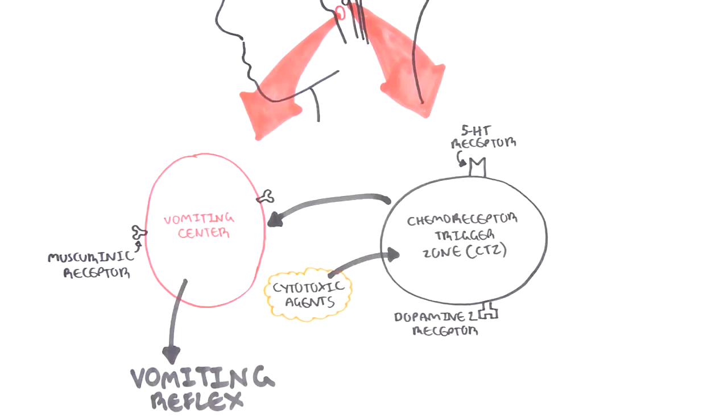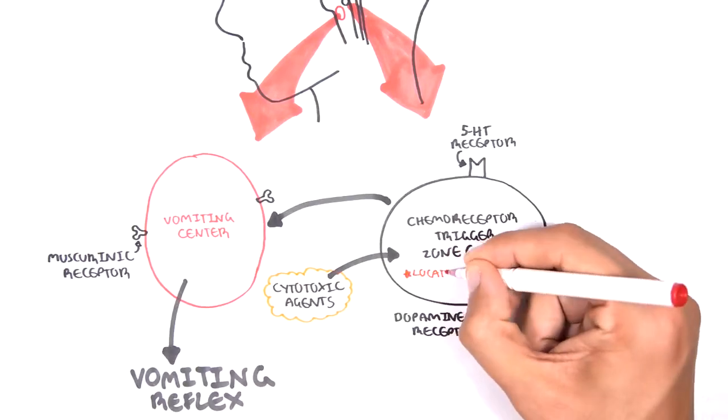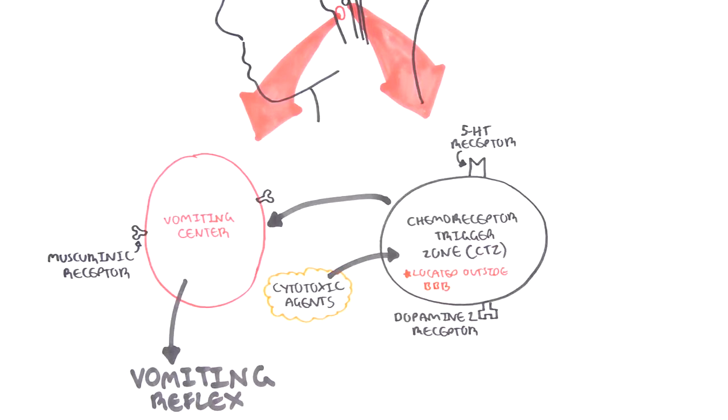Though the chemoreceptor trigger zone is located in the medulla, like the vomiting center, the chemoreceptor trigger zone is located conveniently outside the blood-brain barrier. Now, the blood-brain barrier is a barrier preventing circulating substances in the blood from making contact with the brain and areas of the brainstem. Because the chemoreceptor trigger zone is situated outside the blood-brain barrier, it is thus more permeable to circulating substances such as cytotoxic agents, chemotherapy.